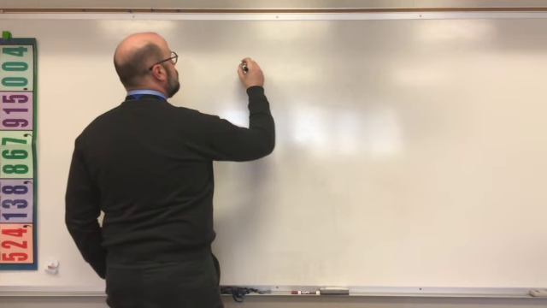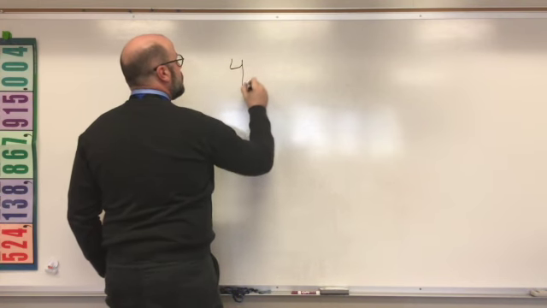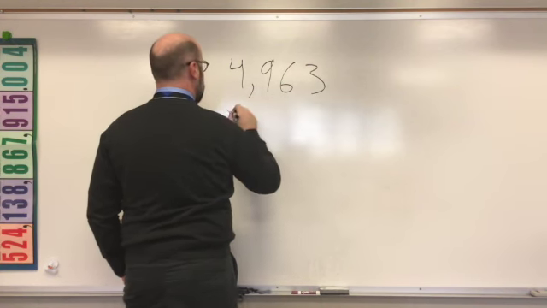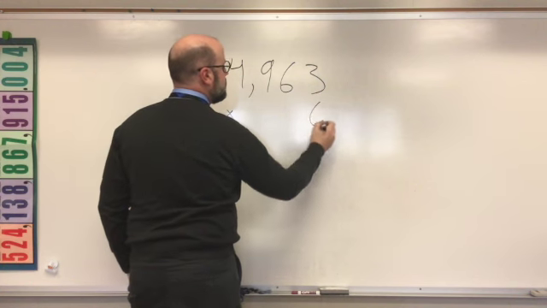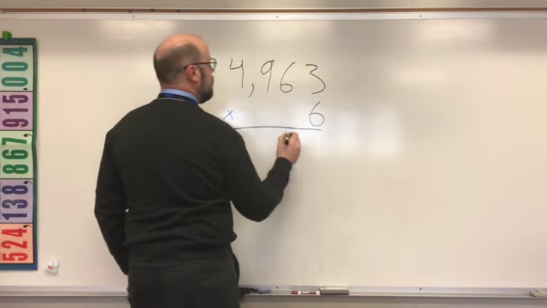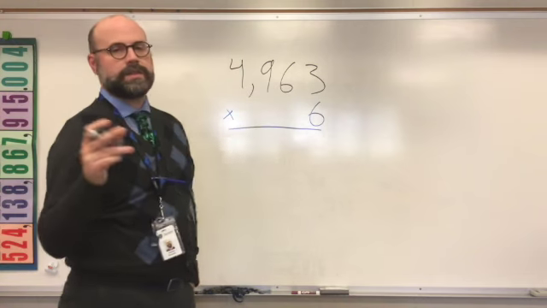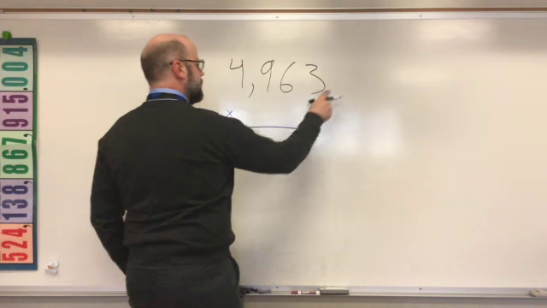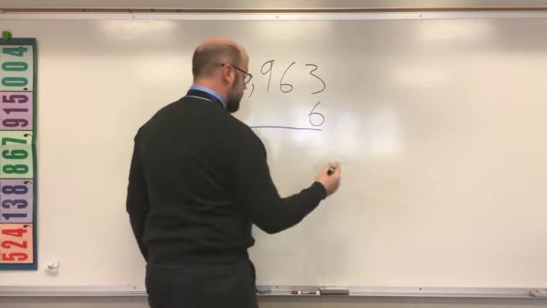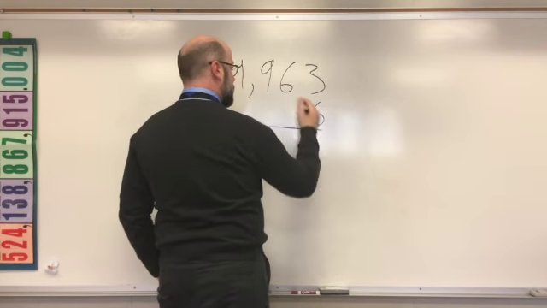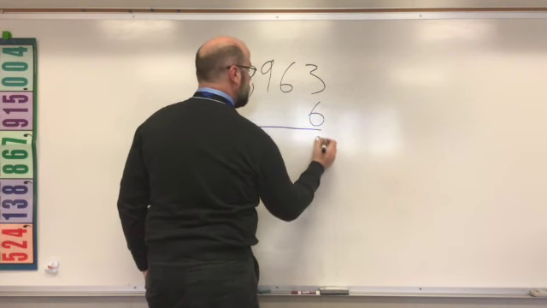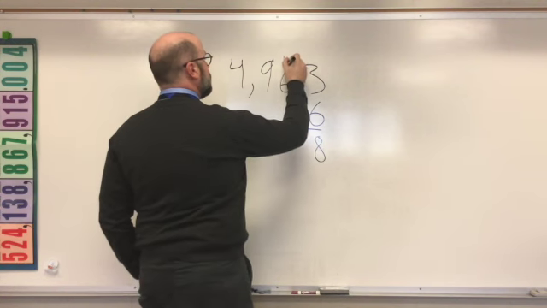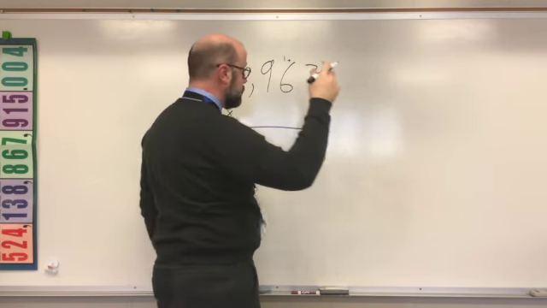So let's do 4,963 times 6. What is our first step here? 6 times 3, Mr. Royans. Very good, we start at the end. 6 times 3, which is 18. If I have the number 18, I need to put the 8 down here. Carry the 1 over. Okay, draw a little plus sign there for those of us that need that little visualization.